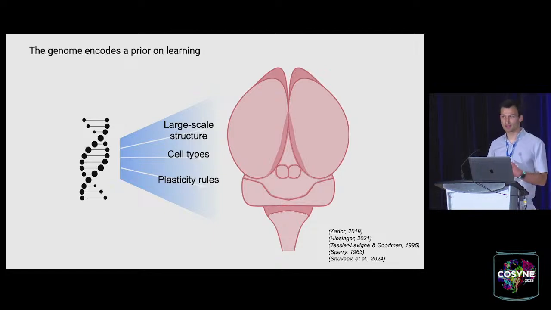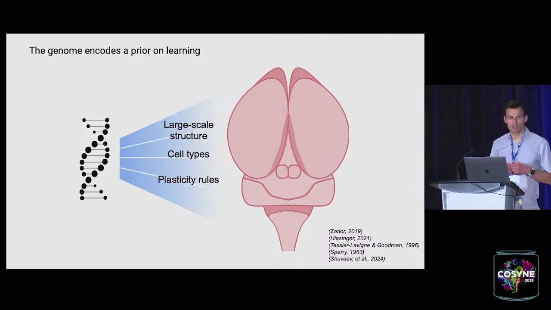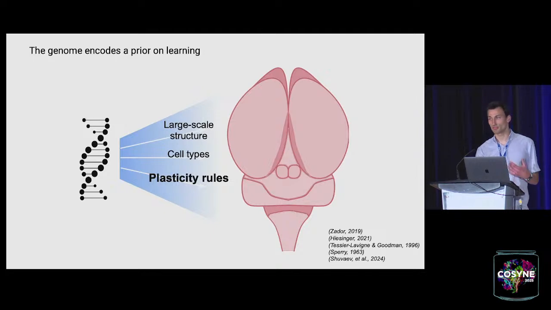Okay, so an idea that's heavily influenced me lately is that we can think of the genome as encoding a prior on learning through mechanisms like large-scale structure, cell types, and plasticity rules. These mechanisms likely interact to produce brains that are primed to learn rapidly and robustly. And today, as is the name of the session, I'm just going to focus on plasticity rules.